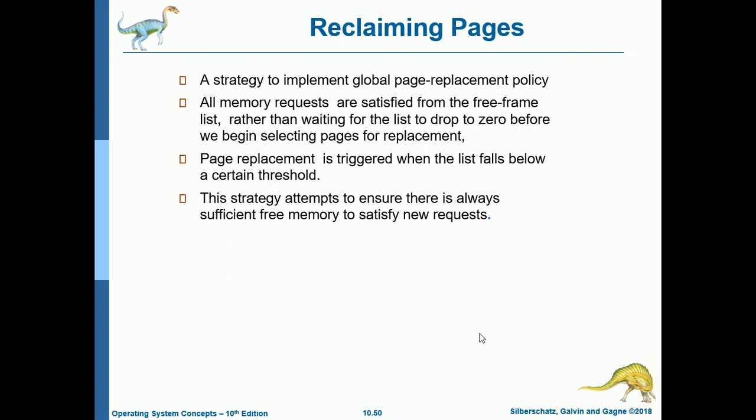All memory requests are satisfied from the free frame list rather than waiting for the list to drop to 0 before we begin selecting pages for replacement. So instead of waiting for the free frames to drop to 0, if there is, for example, a threshold, then it should begin selecting pages for replacement. Page replacement is triggered when the list falls below a certain threshold. So this strategy attempts to ensure there's always sufficient free memory to satisfy new requests.